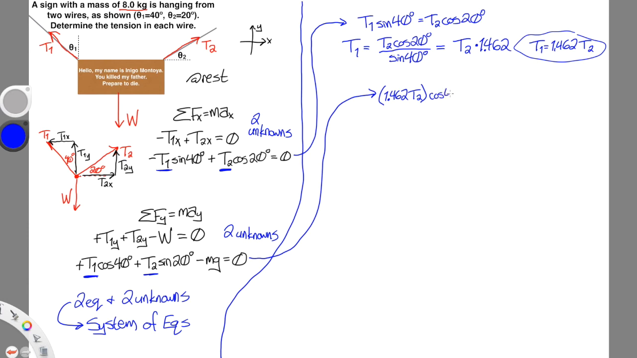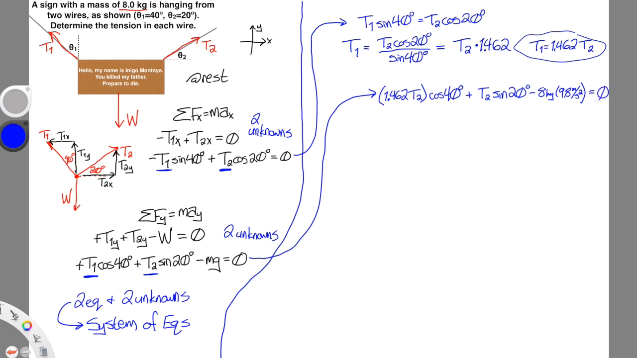times the cosine of 40 degrees, plus the rest of that equation, T2 times the sine of 20 degrees, minus mg, so minus 8 kilograms times 9.8 meters per second squared, not negative, we've already accounted for the direction, equals 0.